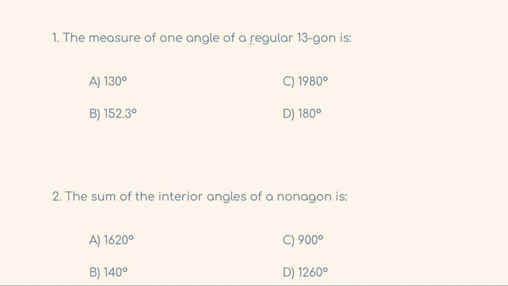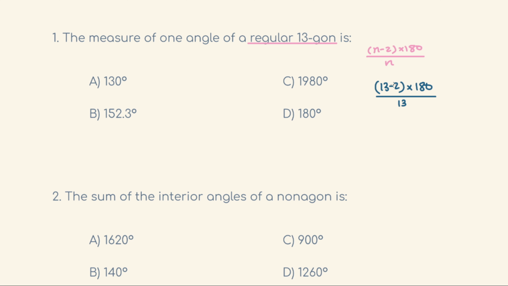Okay, so what we're dealing with here is a regular polygon that has 13 sides. Now remember, the measure of any regular polygon's angle could be found using the formula (n minus 2) times 180, and then divided by n. In this case, n stands for the number of sides, which is 13. So we're going to take 13 minus 2 times 180 and divide that by 13.